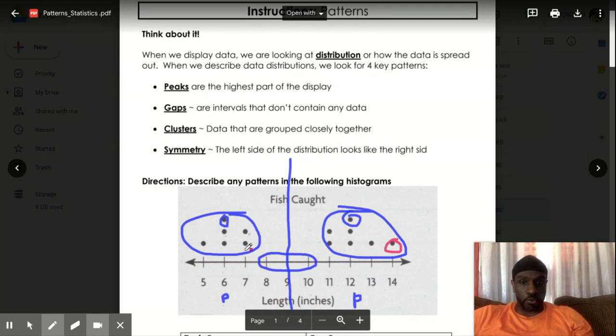2 dots here, 2 dots there. 3 dots here, three fish were caught that were 6 inches here. 3 were caught at 12. You have 1 and 1. So I would say, for my part, that this is symmetric.